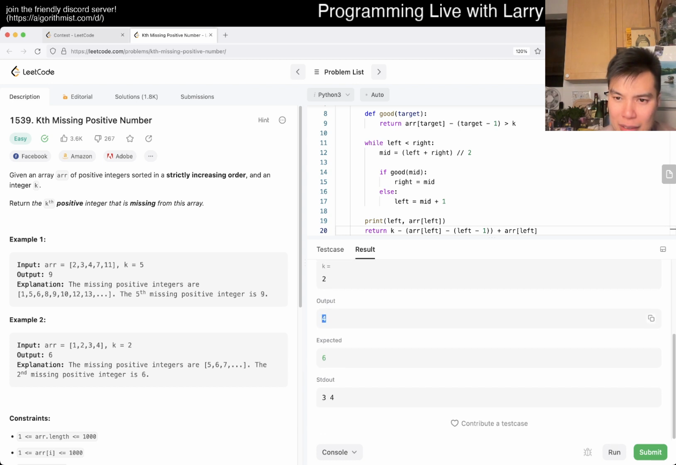Expected 6. Okay, so we have 3 and 4. So 4 is the last number. Maybe I don't do the last number correctly, but yeah, this is 0. So then this is k plus 4, right? Isn't this 0? Did I mess that up? Oh, jeez.